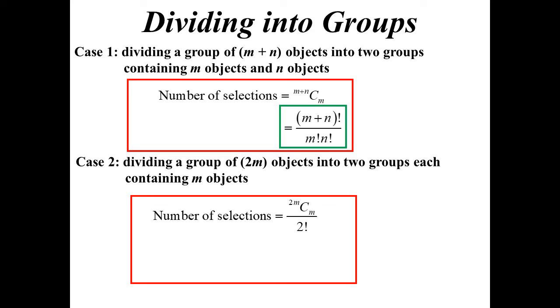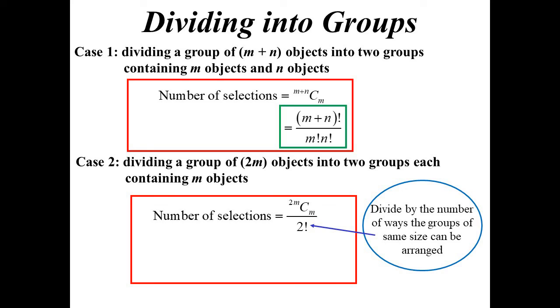So if the group size is the same, you divide by the number of ways you could arrange those groups of the same size. So in this case, divide by 2 factorial. So it would end up being (2m)! over m! m!, the 2 groups, but then also 2 factorial, the number of ways we could have arranged the 2 groups.